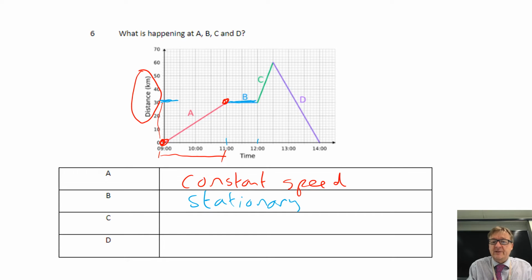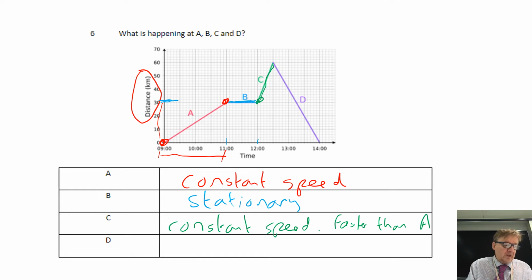Green, I think my green's going to be a little bit different. This is then the same as A. Right, because it's a straight line, because it is changing its distance, it is a constant speed, but faster than A, because it's steeper.